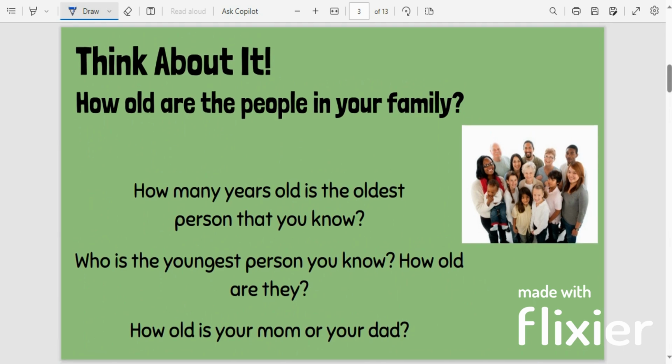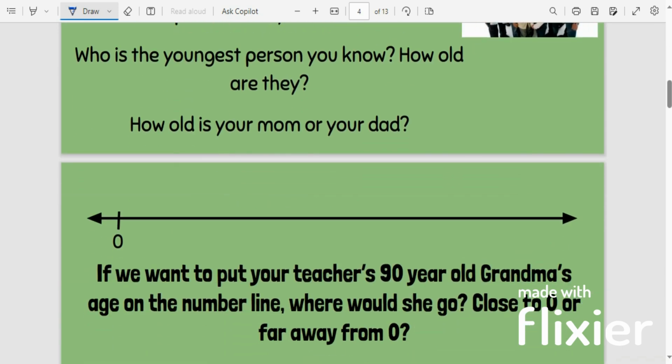So, to start off, I want you to think about how old the people in your family are. How many years old is the oldest person that you know? This could be a grandparent, maybe they're in their 90s or 80s. Maybe you know a neighbor that is older. Think of the oldest person that you know. How old are they? What about the youngest person you know?